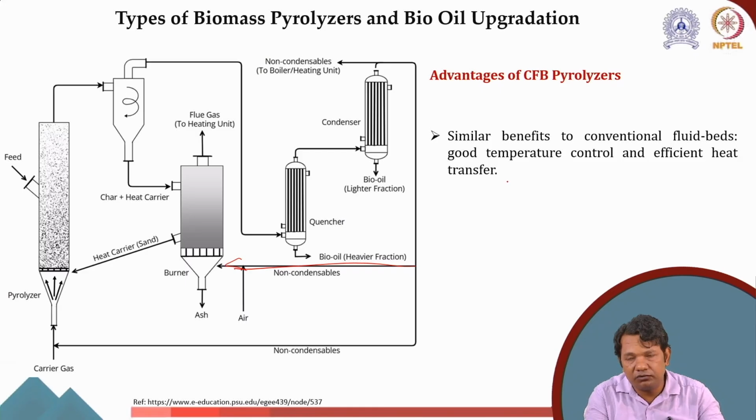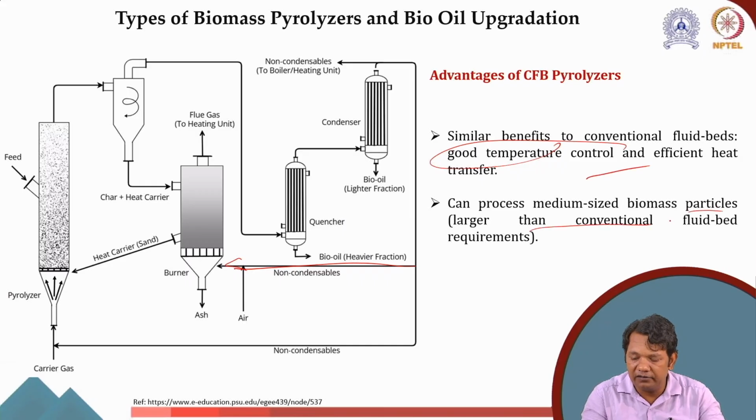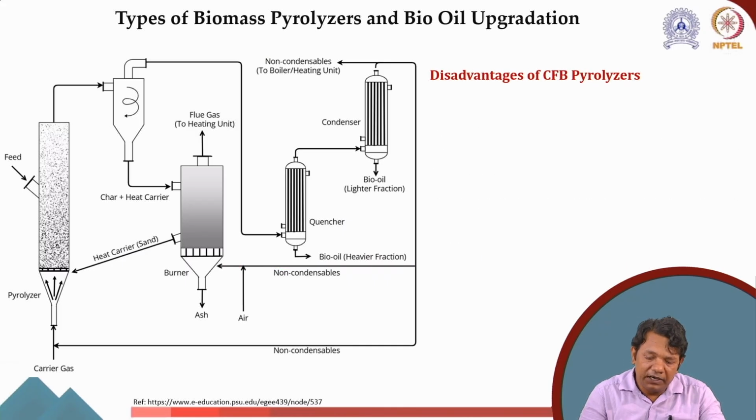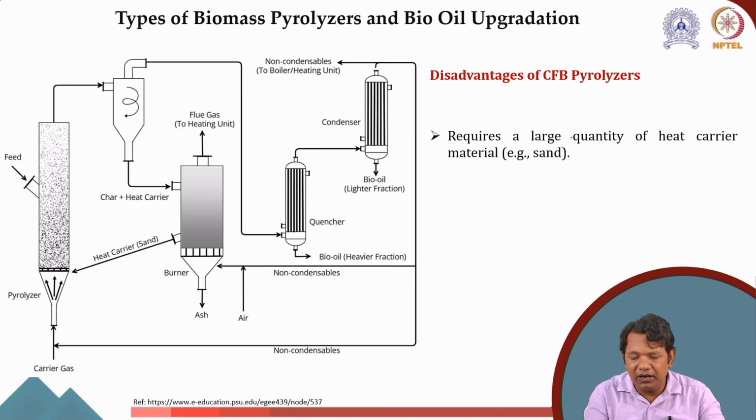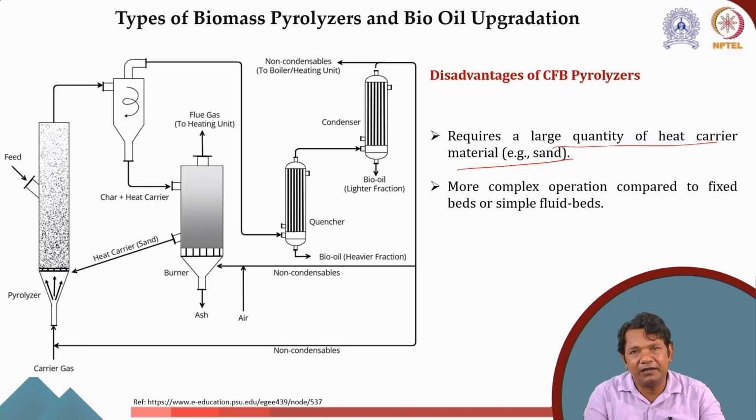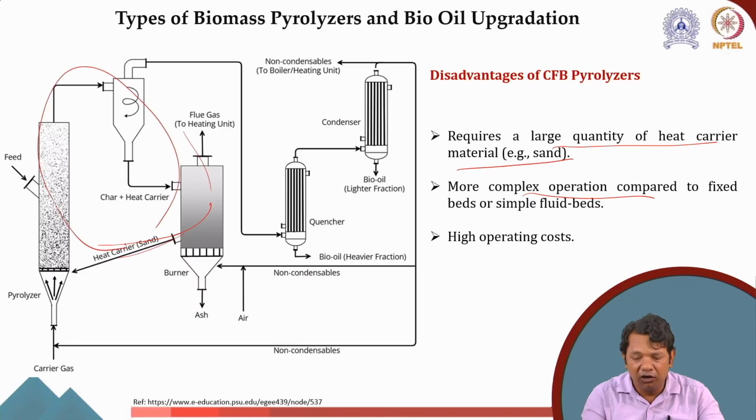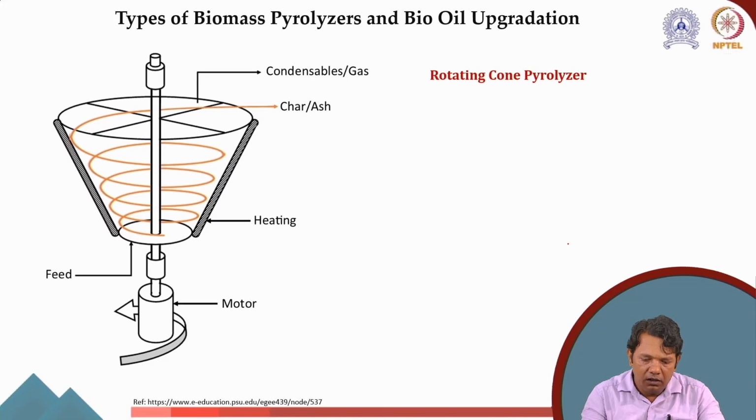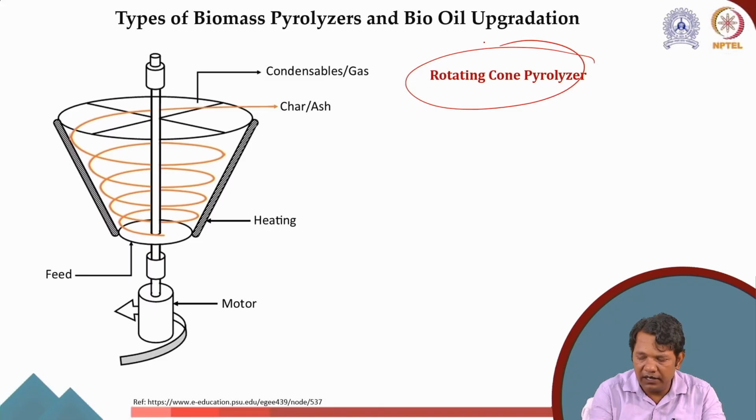It has similar advantages to those of the fluidized bed: good temperature control, efficient heat transfer, and it can process medium-sized biomass particles, larger than the conventional fluidized bed pyrolyzer requires. But the disadvantage is that it requires a large quantity of heat carrier, for example sand, and it is more complex in operation compared to fixed bed or simple fluidized bed pyrolyzers. Because the sand has to be moved between here and here, there is a lot of complexity, so it has high operating cost.